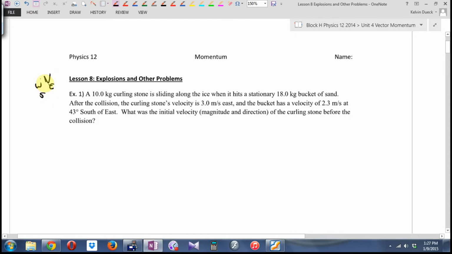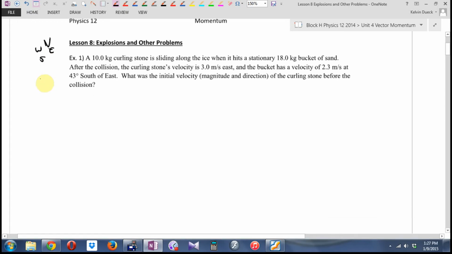Darian, what's this question want me to find? Initial velocity. Is there a collision? Yeah. You know what this is a job for? Conservation of momentum. So I'm going to start out by saying, okay, there's a collision. The sum of all the momentum before the collision equals the sum of all the momentum after the collision. Check. That hasn't changed.